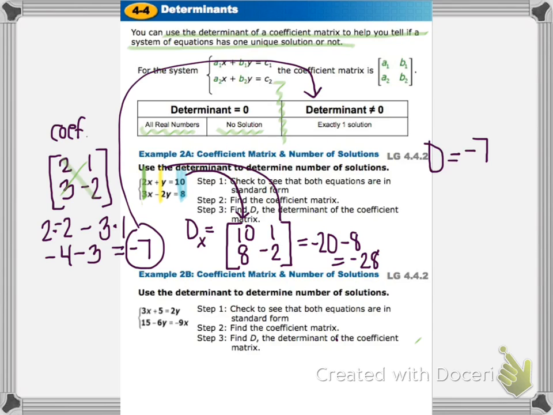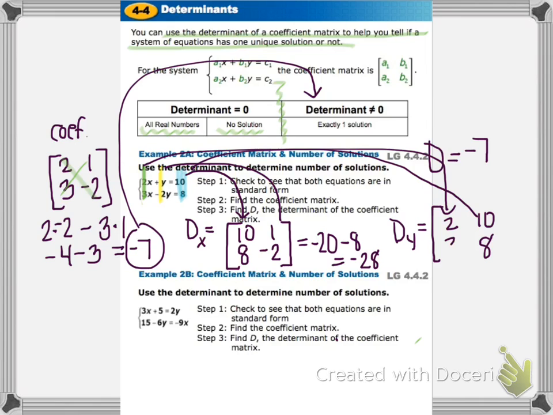We could do the same thing and create the determinant of a matrix for y, where we do the opposite. This time we replace the y column with those constant terms from the other side, and we keep the x's the same. We find the determinant of that, which is 2 times 8, which is 16, minus 3 times 10, which is 30, and 16 minus 30 is negative 14.